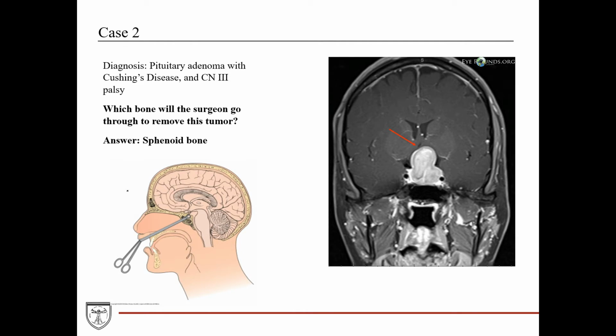So it actually goes through the sphenoid bone. So this is a pretty cool surgery. Yeah, exactly. You got the question right. It's sphenoid. So it's a transsphenoidal approach. You can see here, the surgeon will use his instruments and go through the sphenoid bone, which is right here, and debulk the tumor and remove the tumor like that. So that's just an interesting follow-up question there.